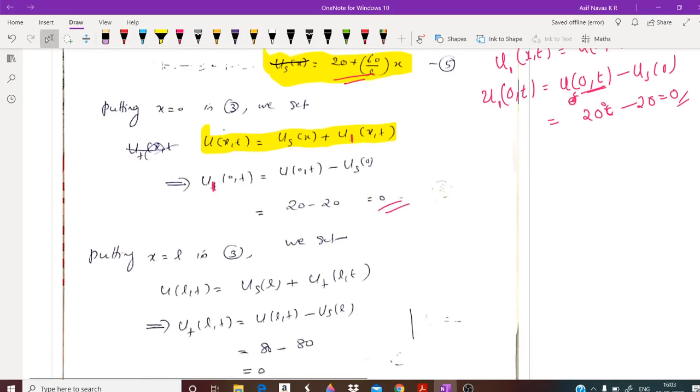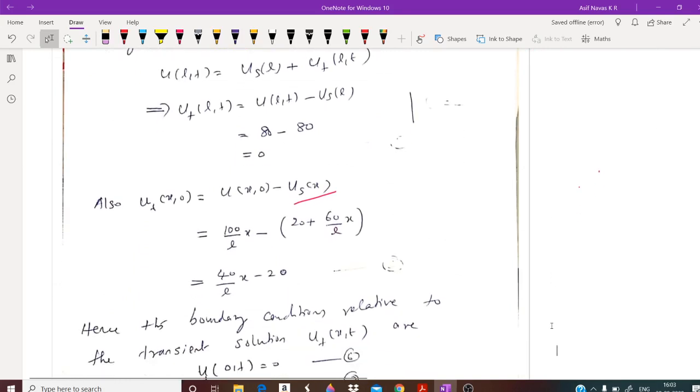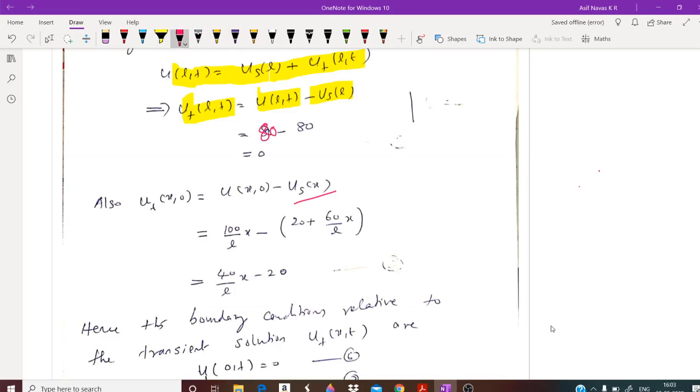Similarly, u of L,t is equal to u_s of L plus u_1 of L,t. Therefore u_1 of L,t is equal to u of L,t minus u_s of L. So this end point is 80 and u_s of L is 20 plus 60 by L into L. So what you will get is 0.